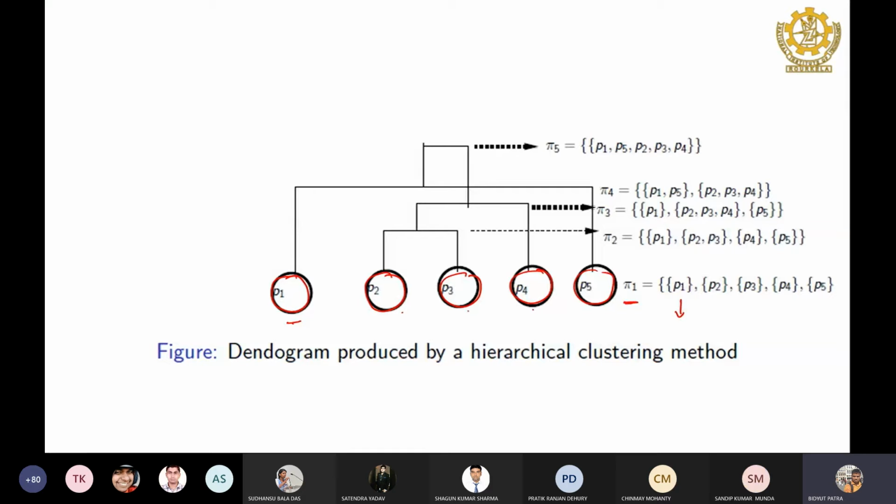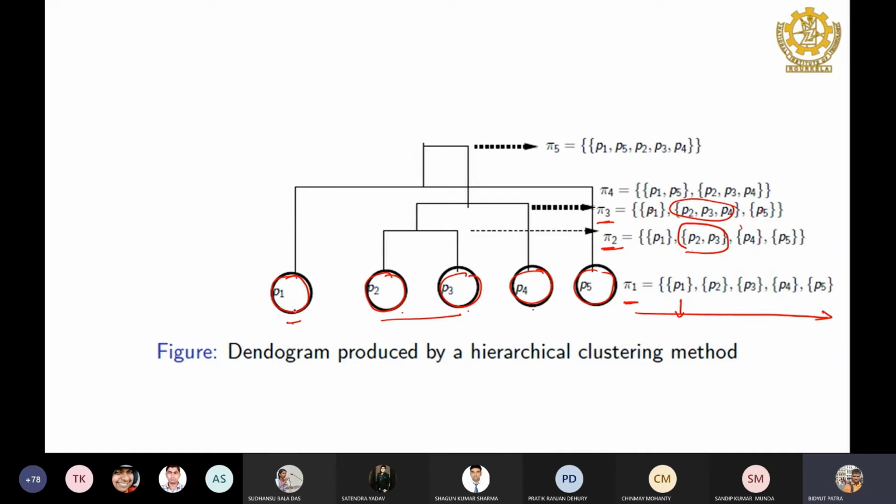So P2, P3 is merged. P2, P3 will form a cluster and all others remain the same. This is another clustering. Now in the next step you merge P2, P3 with P4. So this is one cluster and this is another cluster. This is another clustering, and it has 3 clusters.